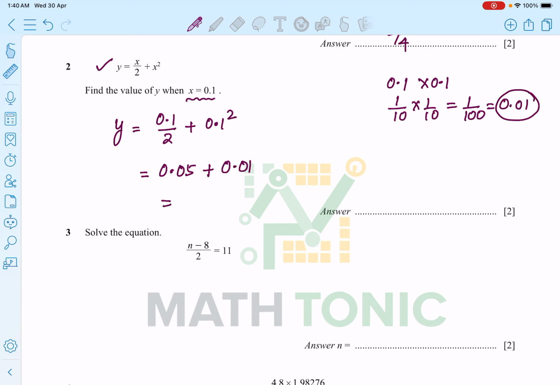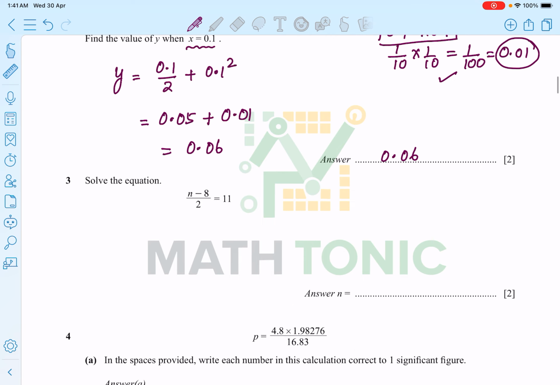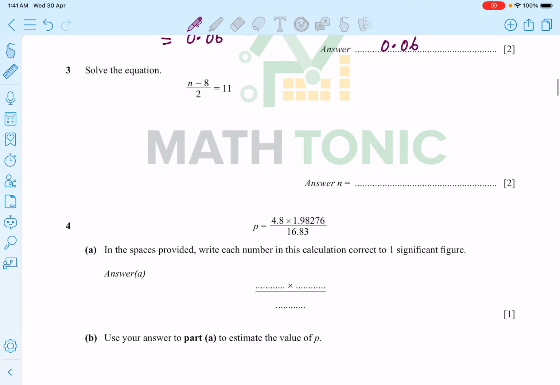So if I add these two values, it should be 0.06, so this answer should be 0.06. Got it? See, sometimes students make mistakes, so normally they write 0.1, so be careful whenever you're multiplying decimal values. Okay, next question. Solve the equation.